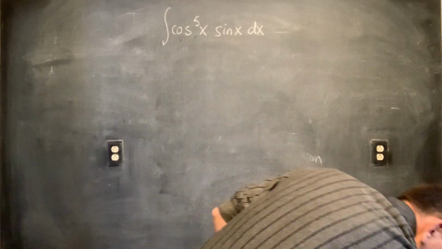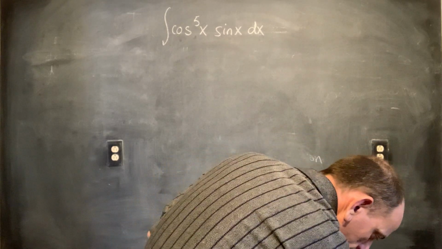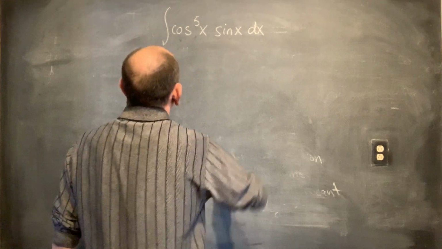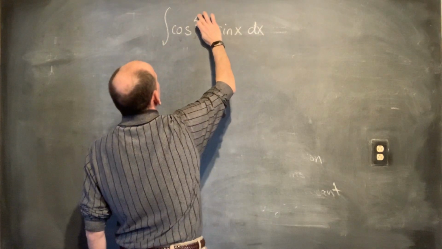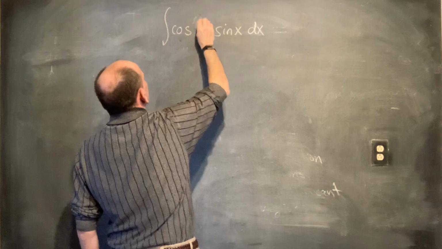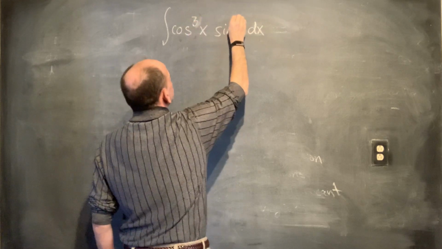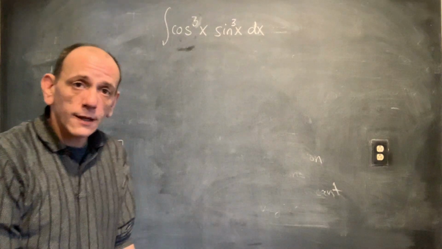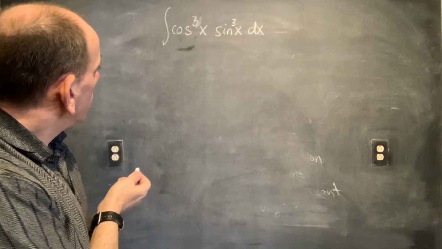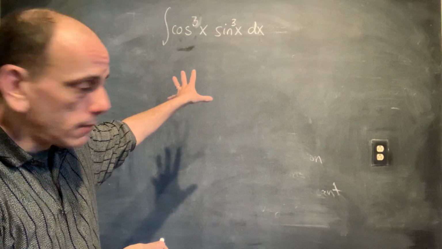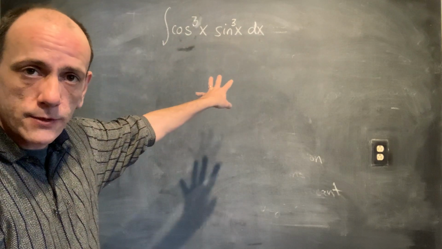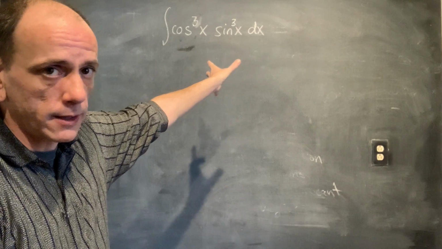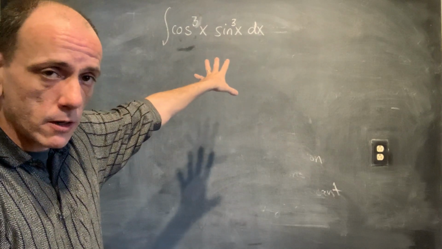So let's say instead that we had, let's say, cosine cube, sine cube, something like this. Now, if I want to u sub for the cosine, my derivative is going to be the negative sine, but I've got sine cube in there. I've got more than just sine. So a straight u sub there wouldn't work.